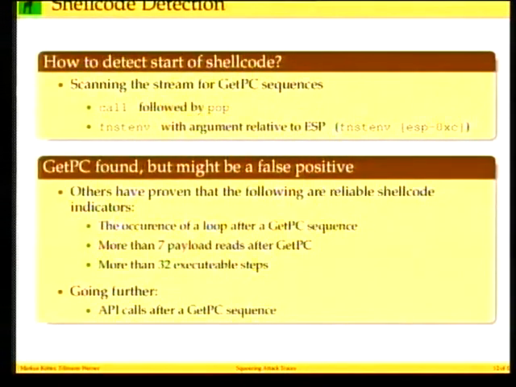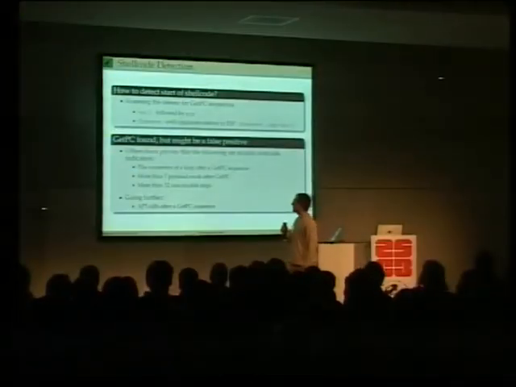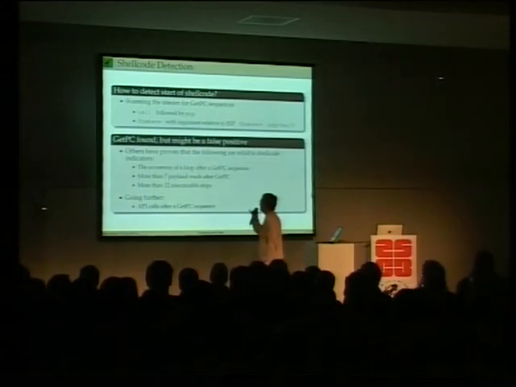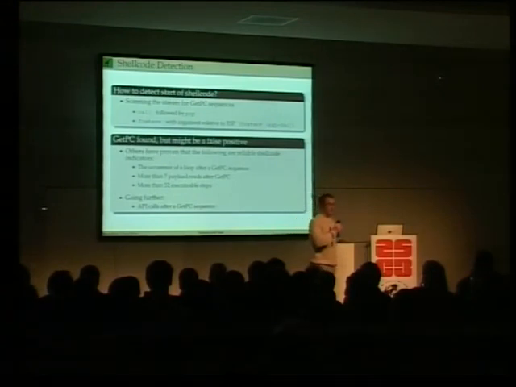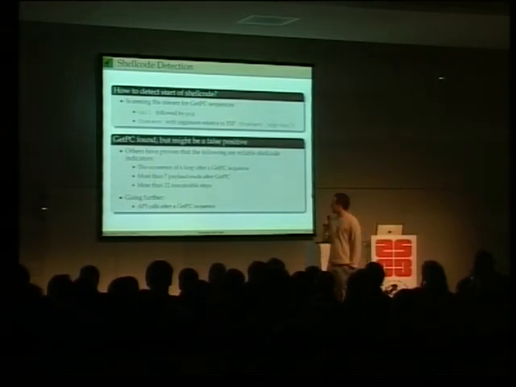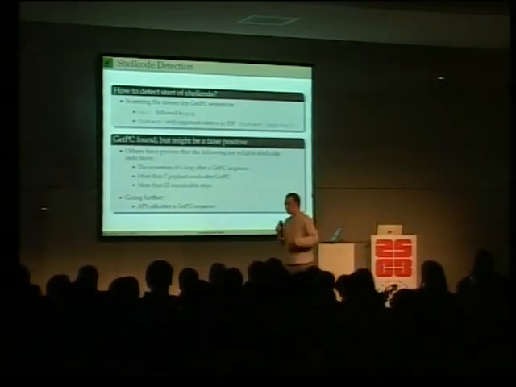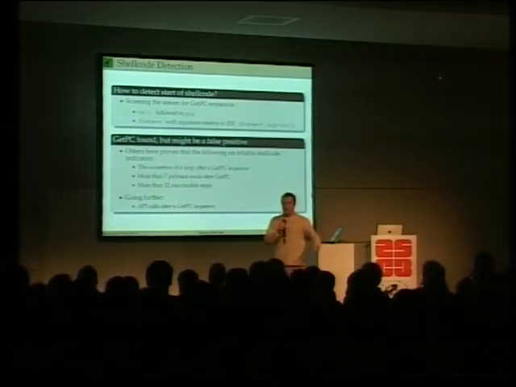So, as mentioned previously, how to detect the start of a shellcode? We are looking for getPC sequences. And once we found a getPC sequence, we can't be sure it's actually shellcode. It can be anything. So there has to be a way to check if it's really shellcode. Others have proven that the occurrence of a loop after a getPC sequence is a reliable indicator for shellcode, or 7 payload reads, or 32 steps after the getPC sequence. Going further, we said if you got an API call within a network stream, it's shellcode too.